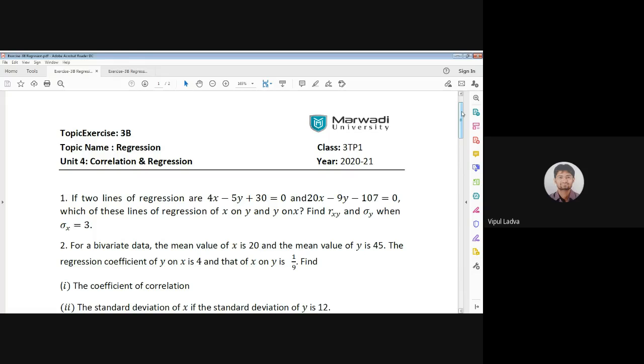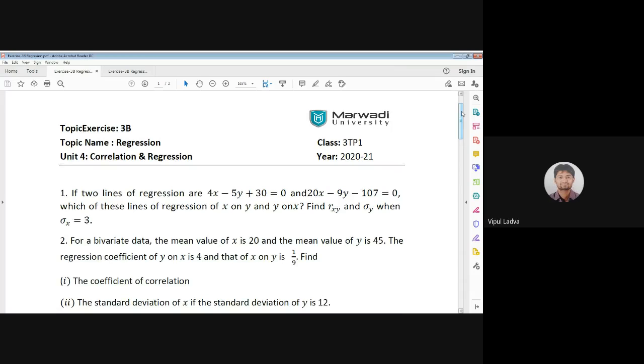In the graphical part, we learned the scatter diagram method. In the mathematical methods, we learned three different methods: Karl Pearson's method, then Spearman's rank correlation, then Kendall's tau correlation. Is it Kendall's tau, or can we say Kendall's rank correlation? So we had done the exercise regarding correlation in our previous lab. This is topic exercise 3B, and this is purely based on regression.